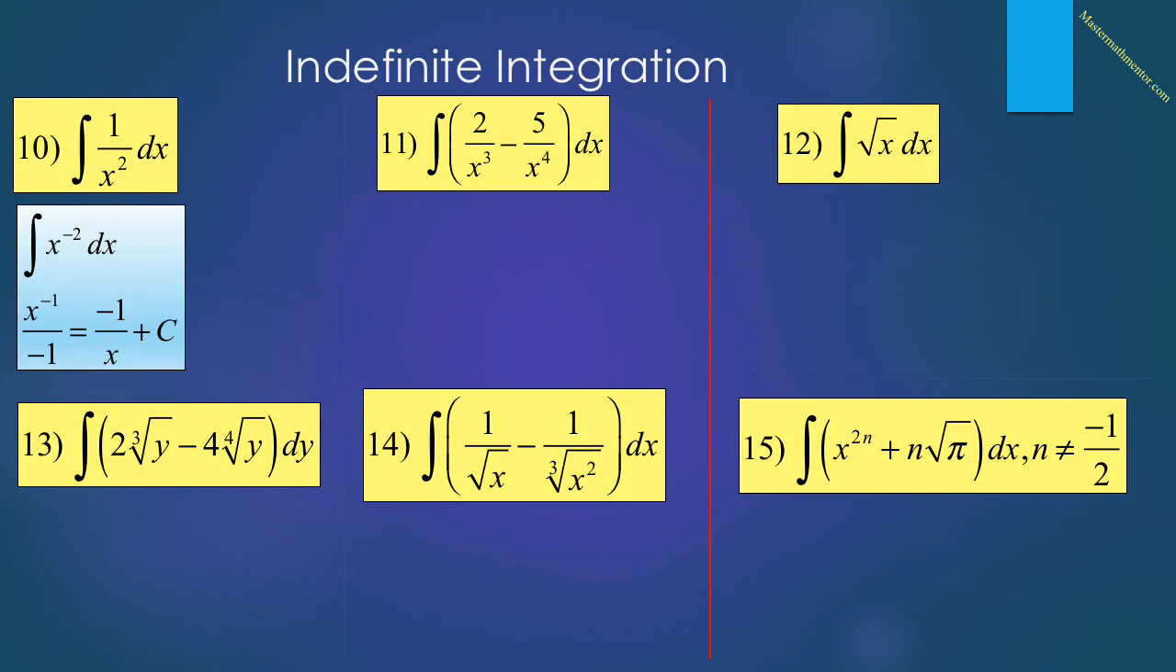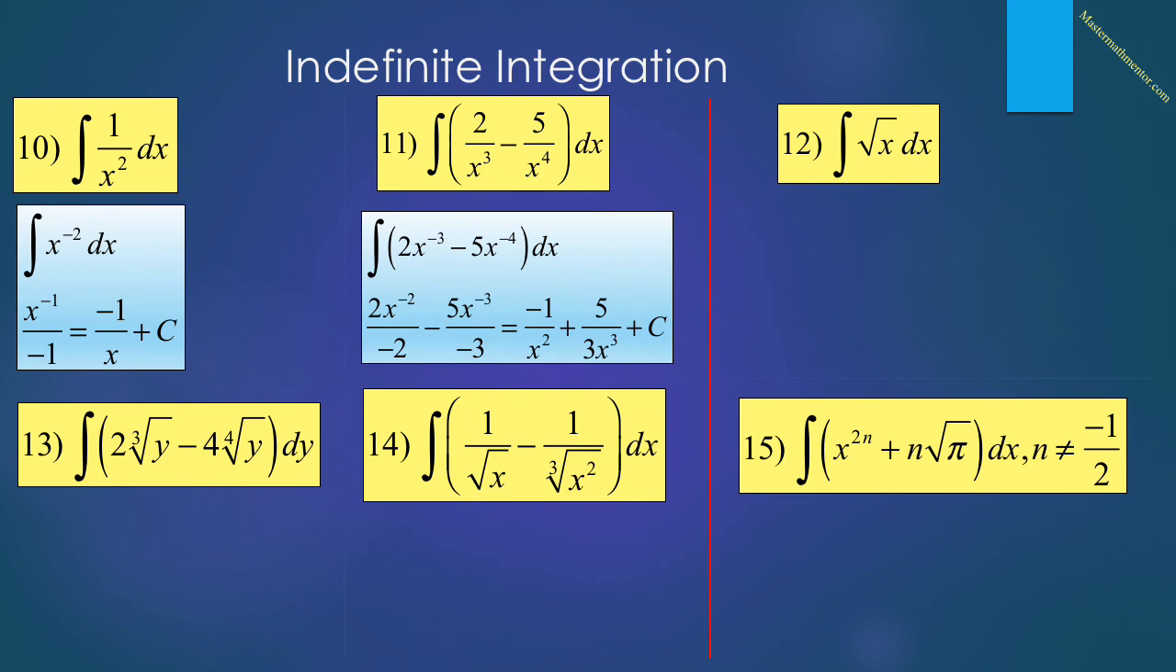Number 10 asks for the integral of 1 over x squared dx. So to apply the power rule, we must write this as the integral of x to the negative 2 dx. And by the power rule, this is x to the negative 1 over negative 1, which is negative 1 over x plus c. We do not add on the plus c until the very, very end.